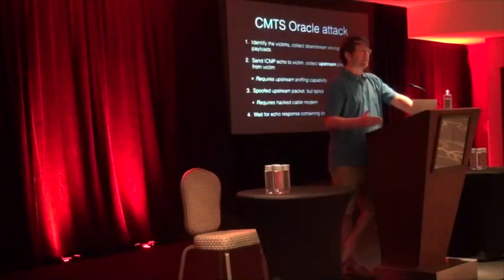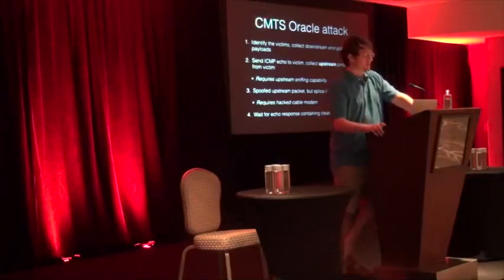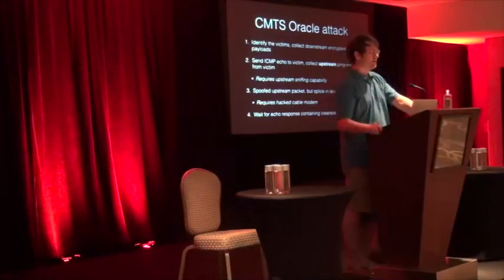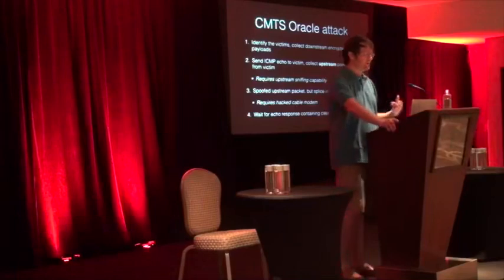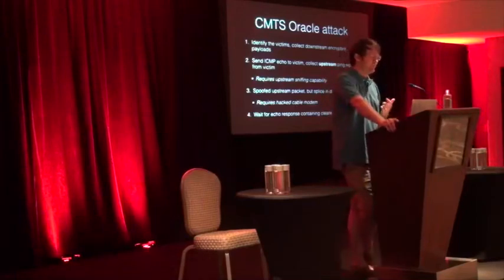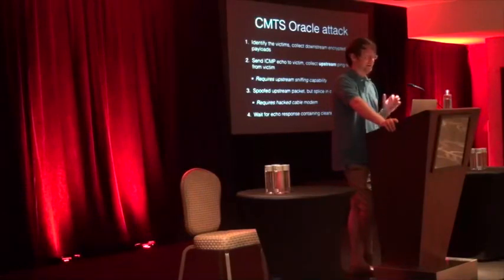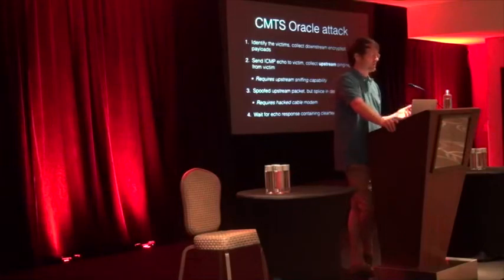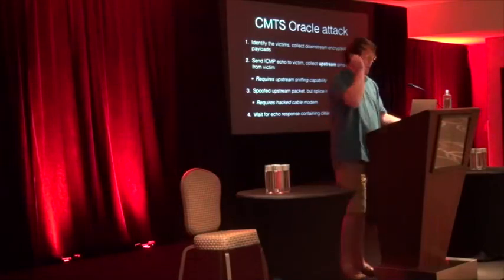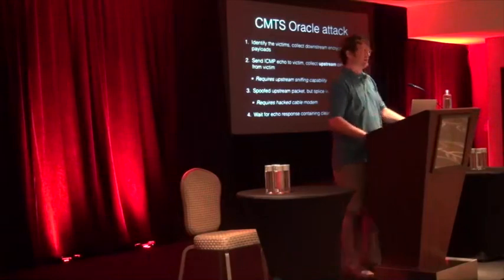So again, here you're identifying your victims. You're collecting downstream encrypted payloads that you want to decrypt. You then send an ICMP echo to the victim and collect that upstream ping reply. And the requirement here is the ability to sniff upstream. And then you're spoofing that spliced together, hacked up upstream packet with the desired payload in it. And this you can do by hacking a cable modem, because it's already doing upstream modulation. And then wait for the echo reply containing the clear text.